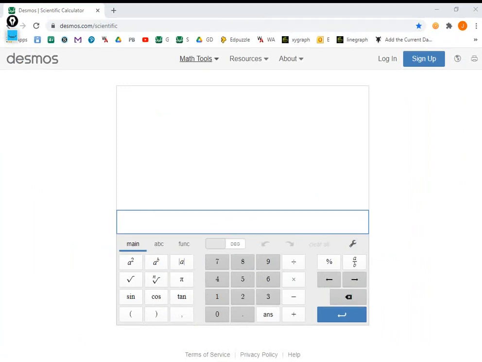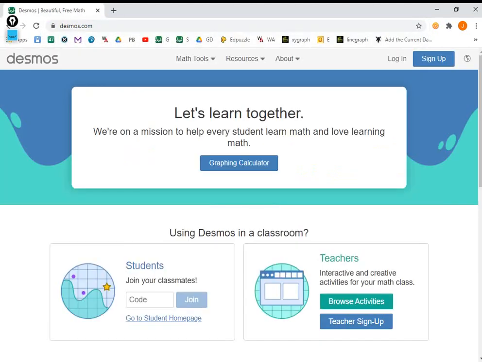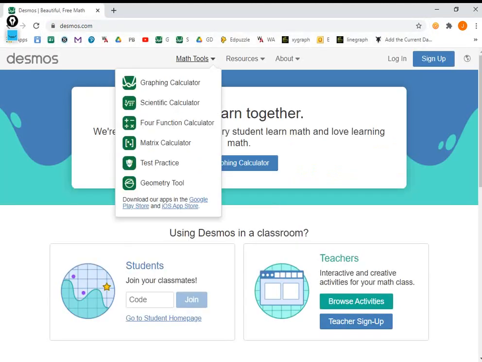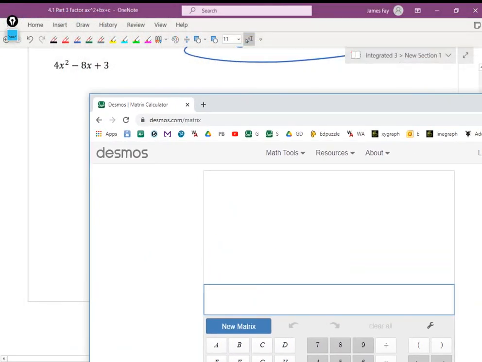If you go to Desmos, I'm going to give this to you as a tool that you use responsibly, because it will not be available to you on the end of course exam, and if they ask you to solve a system, you need to have the ability to do that. So this is just hopefully to check yourself. When you go to Math Tools up here to drop down your calculators, you see the one that says Matrix Calculator. If you click on that, it's really easy to set this up.